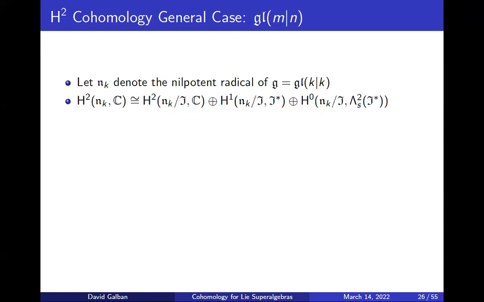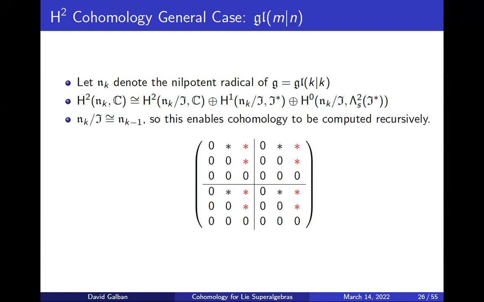Right. So now what we're going to do is let n sub k denote the nilpotent radical of G equals GL_k,k. So then we can just rewrite the cohomology as such. And since n sub k mod I is going to be isomorphic to n sub k minus 1, in this case where I'm looking at GL33, if I mod out by I, what I have left is really just going to be isomorphic to the n coming from GL22. This is going to enable us to essentially compute the cohomology recursively.